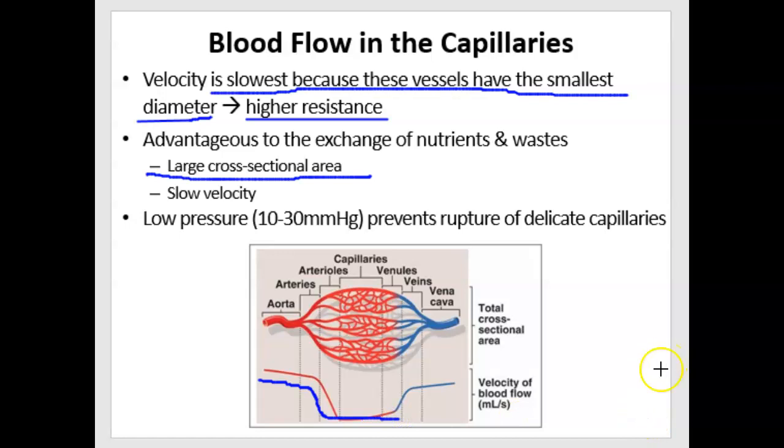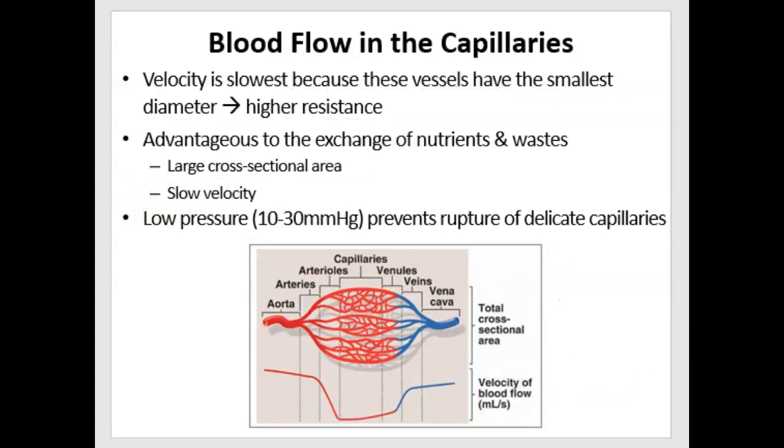We knew that already. But then if we look at the total cross-sectional area, if you added up the space that can hold the same amount of blood that was in this artery, you would see that there's more space for the blood in the capillaries. So the blood slows down, slows velocity, okay? And the low pressure is advantageous because it prevents the rupture of delicate capillaries, right? We don't want the blood to burst a blood vessel.